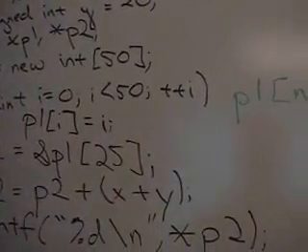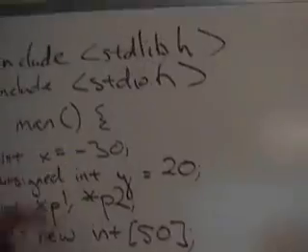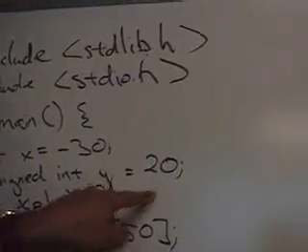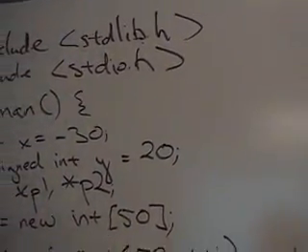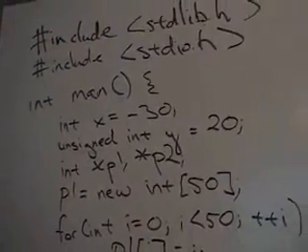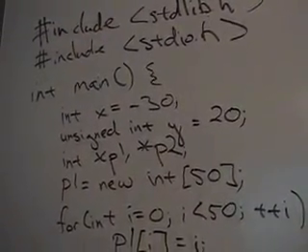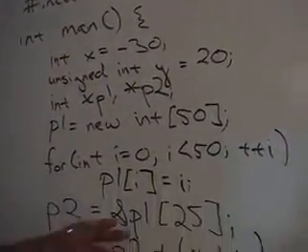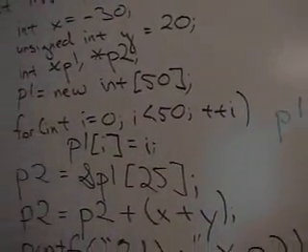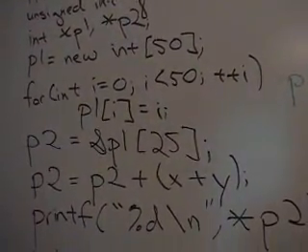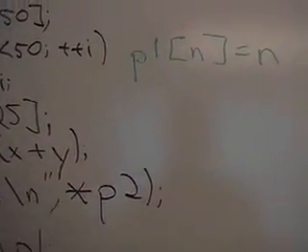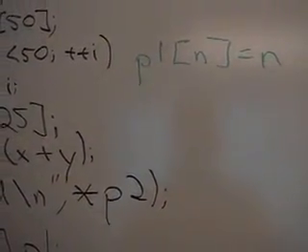x plus y. So here's the value of x, which is minus 30. The value of y is 20. And if you do x plus y, that's equal to minus 30 plus 20, which is equal to minus 10. And then we'll do the arithmetic with that and add it to P2. And then what we want to do is print the value of P2 at that point.